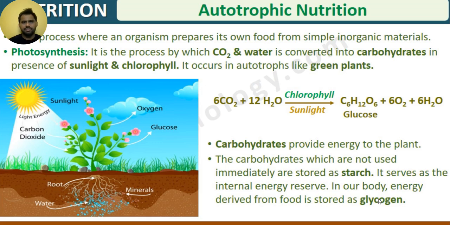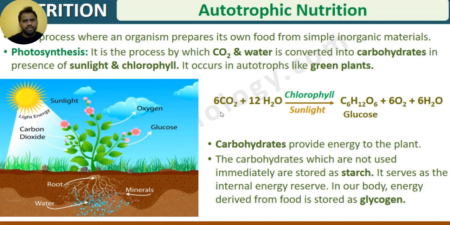Now let us see autotrophic nutrition. What is autotrophic nutrition? It is a process where an organism prepares its own food from simple inorganic materials. So let us see what photosynthesis is. It is the process by which carbon dioxide and water are converted into carbohydrates in the presence of sunlight and chlorophyll. It occurs in autotrophs like green plants.